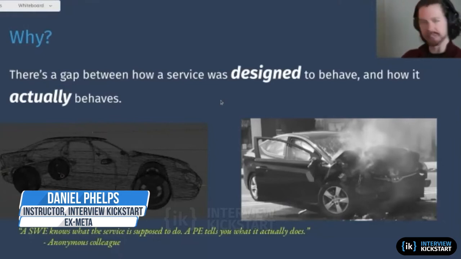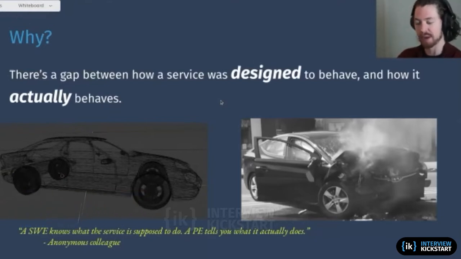I always like to come back to the why when it comes to everything there is to know about pretty much anything. So the why here: if you understand why these tools and concepts are important, that's what's going to get you more mileage in an interview. For example, we need to monitor and alert services because there's a difference between how software services are designed to work and how they actually work.